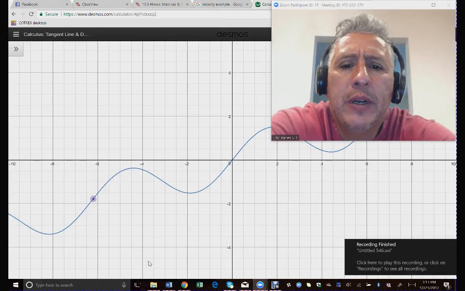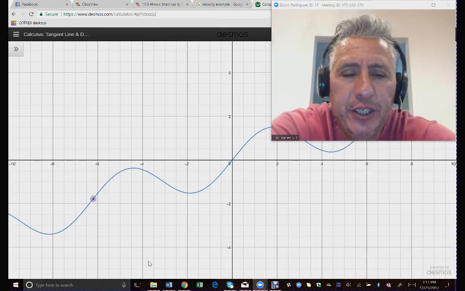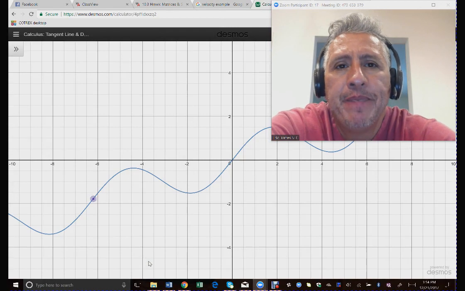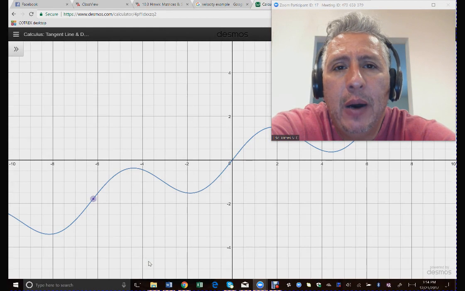Okay, we're going to talk today about the tangent line. A tangent line is a line on a graph that describes how steep the graph is at any given point.